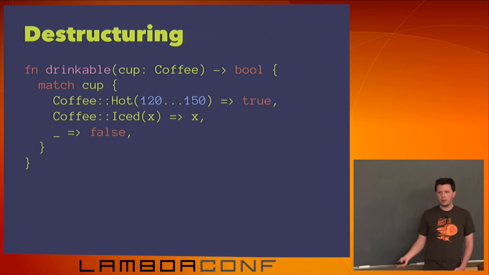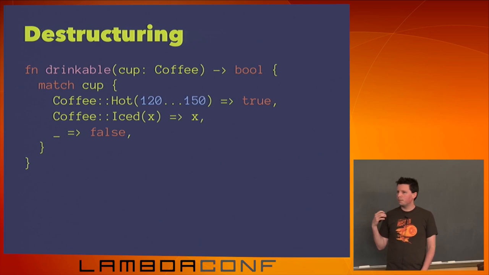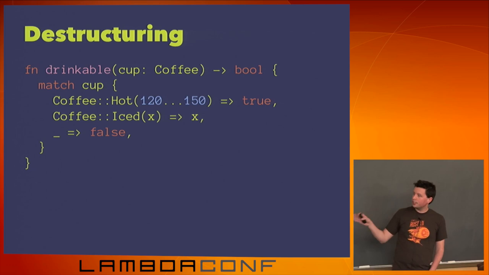And then since we have these nice enums, we also have destructuring. So we have our match statement, where we can take an enum and step through each of its cases and match on its shape, on its form. And this is really, really powerful. And it's not just a match statement. Matching and destructuring is pretty pervasive within the language.